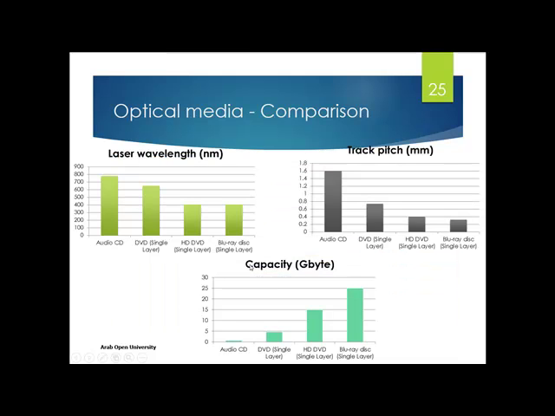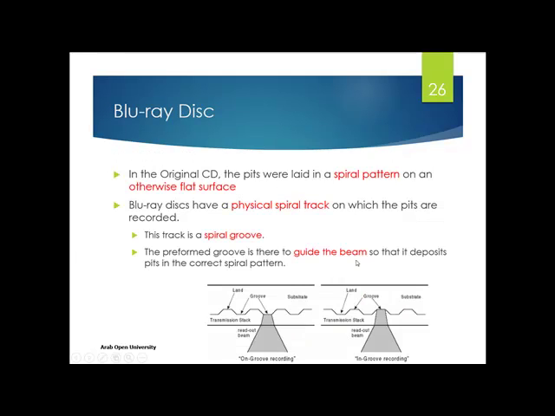So these are other figures that show the comparison between an audio CD, DVD, high definition, and Blu-ray disc in terms of laser wavelength, track pitch, and capacity in gigabyte. In Blu-ray disc, the tracks are physically spiral and not logically, while in the original CD the bits are laid in the spiral pattern and there is no physical spiral track. The tracks are written in a spiral pattern but on a flat surface in CD. In a Blu-ray there is a physical spiral track on which the bits are recorded.